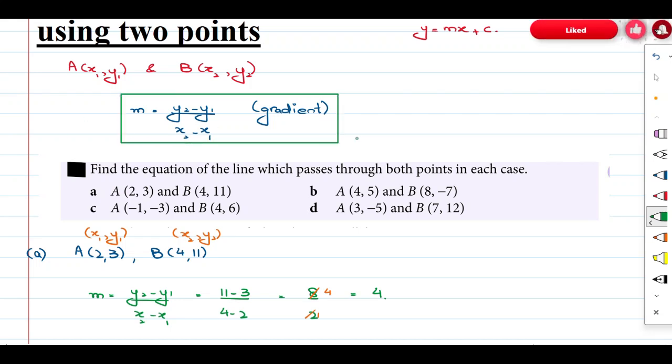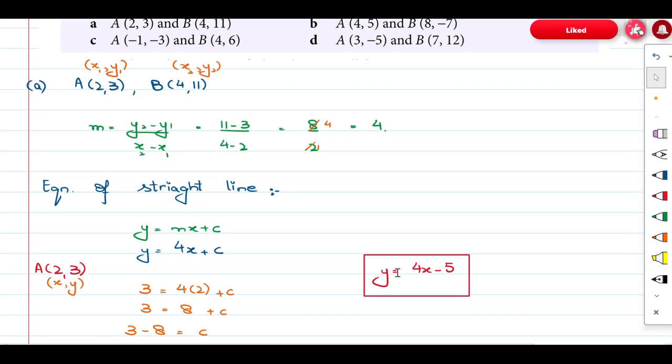So once you know this formula, you can easily figure out the equation of a straight line if you are given 2 points, right? Now with the help of 2 points, use the formula y2 minus y1 over x2 minus x1. You can plug everything into the formula and you will get the m value, the gradient, right?